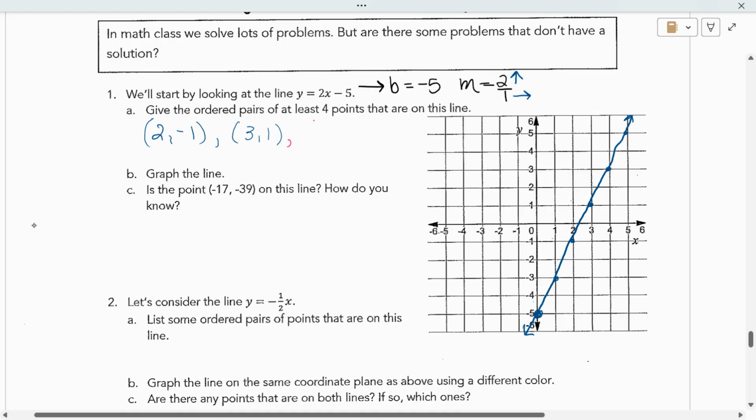How did that change colors on me right there? Did you guys see that? That is so weird. 5, 5.